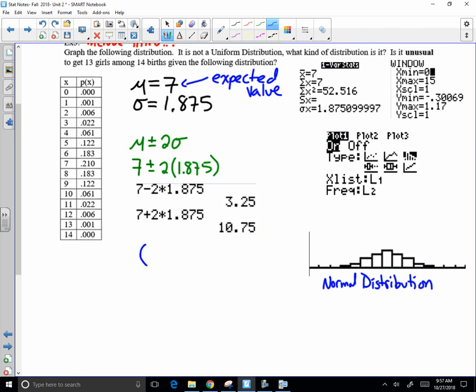All right, so this is the usual range, 3.25 to 10.75. Usual. So therefore, 13 is unusual. Not inside the interval.